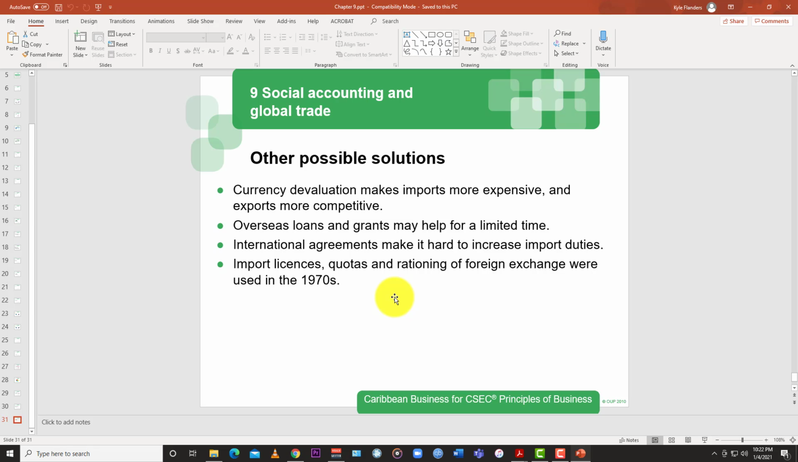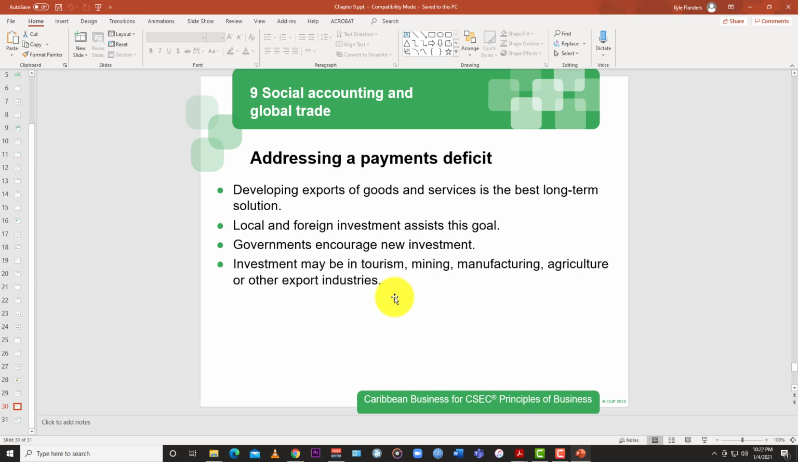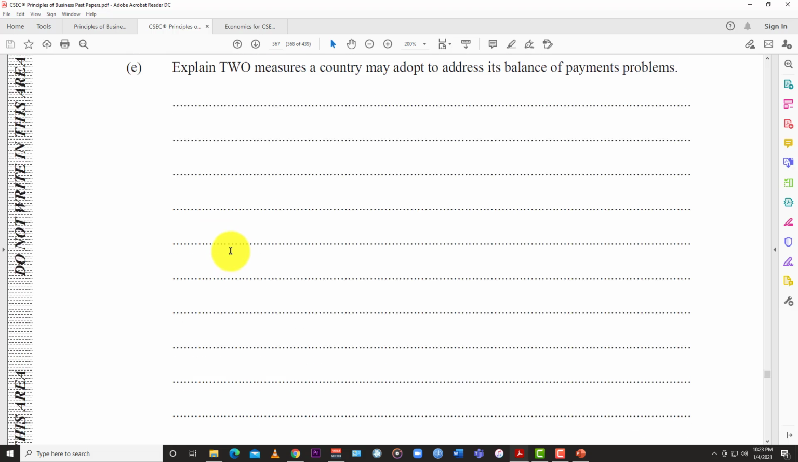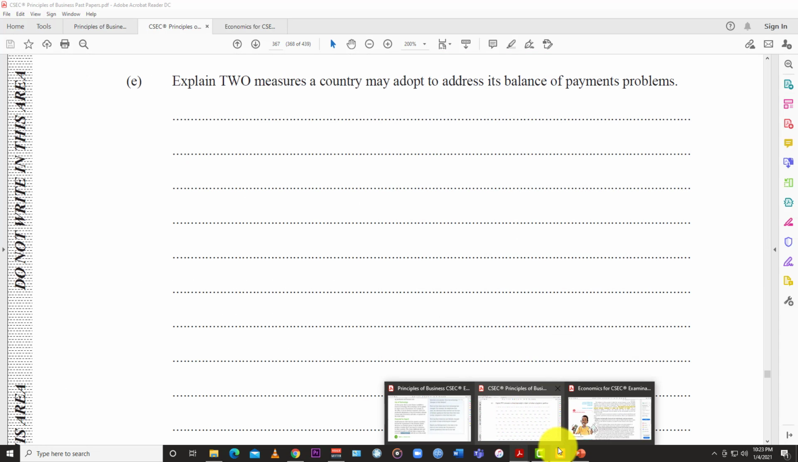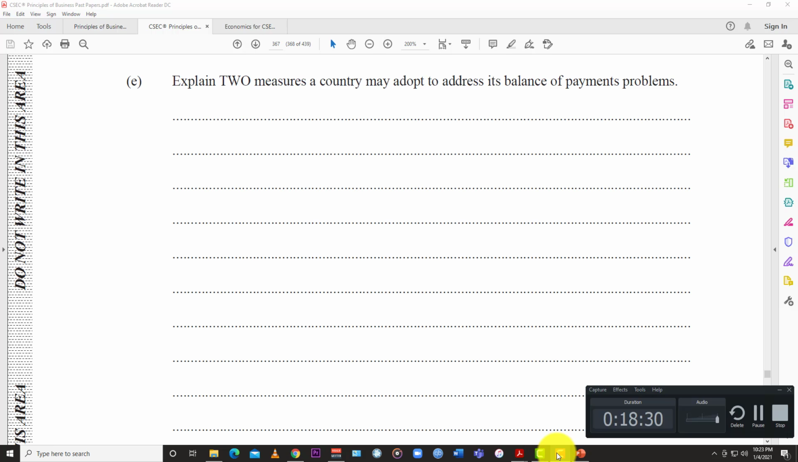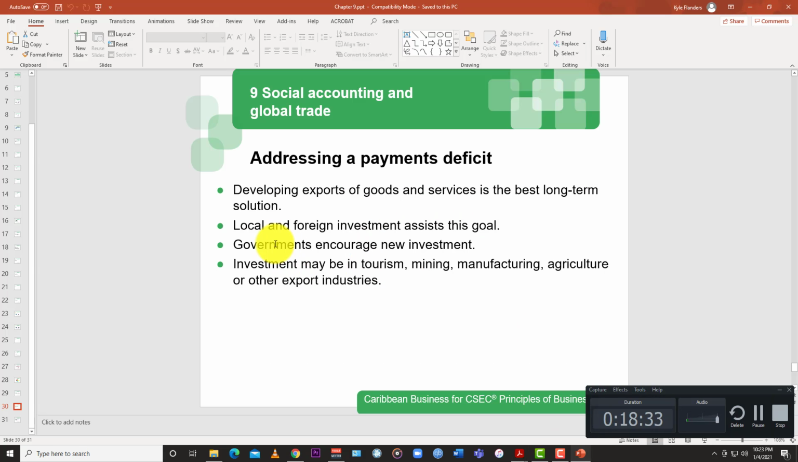So all those are things that the government can use in order to correct a balance of payment problem. And so all you have to do now is choose any two and explain them, and you should get your full marks. You can choose foreign direct investment, devaluation of the currency, trade barriers, investing in industries to increase exportation, or rationing of foreign currencies. You can choose any of those, explain them, and you will get your full marks.